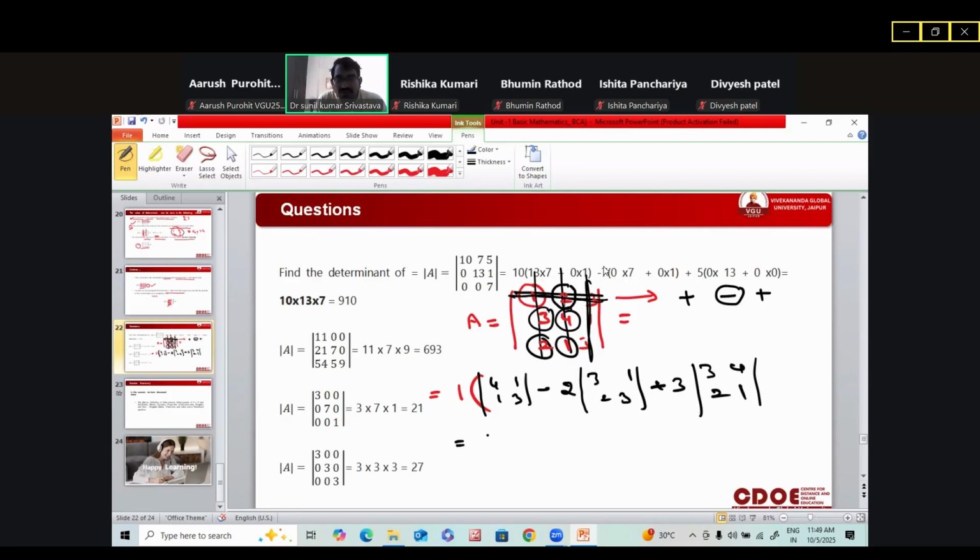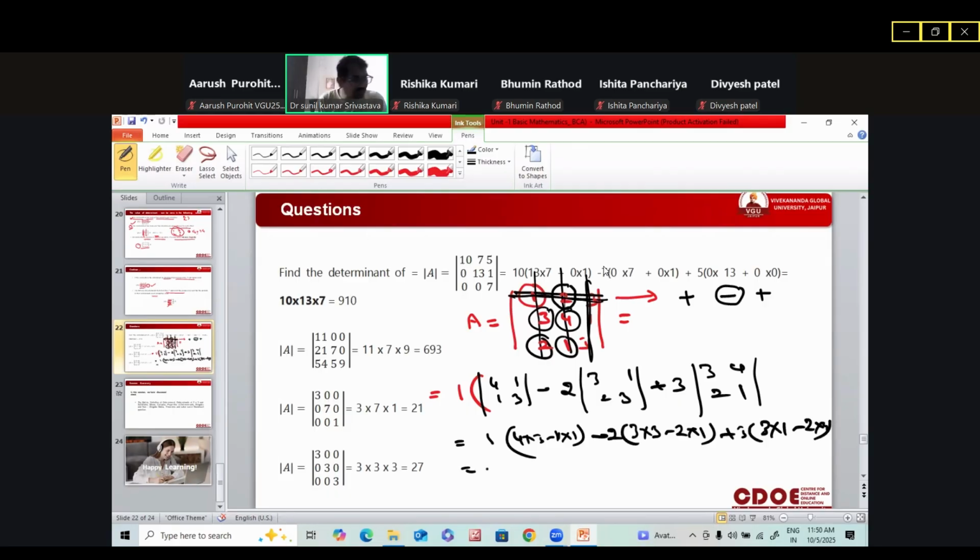So what is the value? We have to multiply: 4 into 3 minus 1, then minus 2 times (3 into 3 minus 2 into 1), plus 3 times (3 into 1 minus 2 into 4).